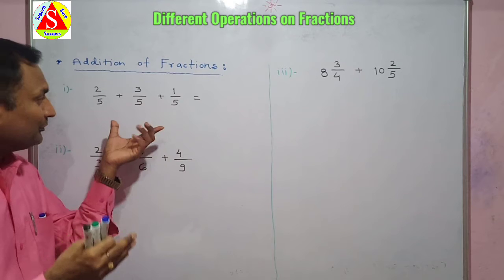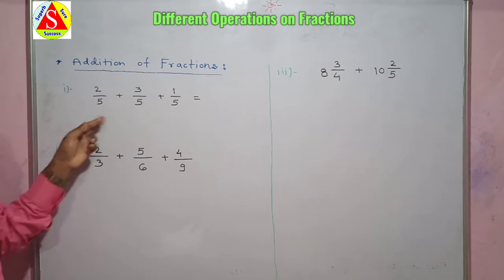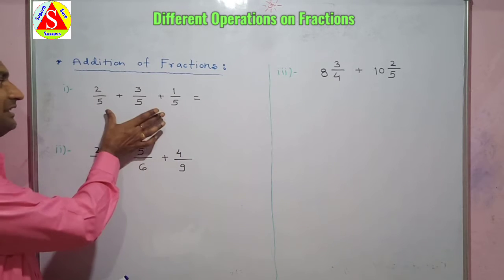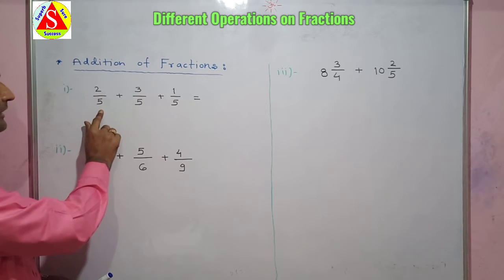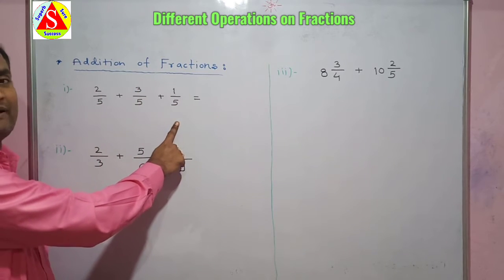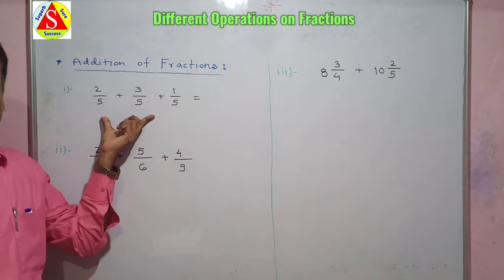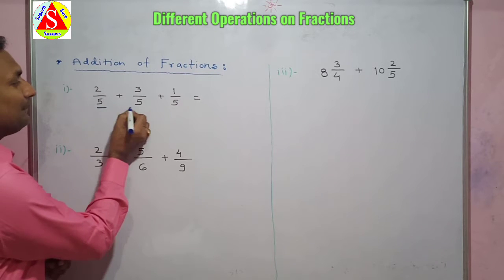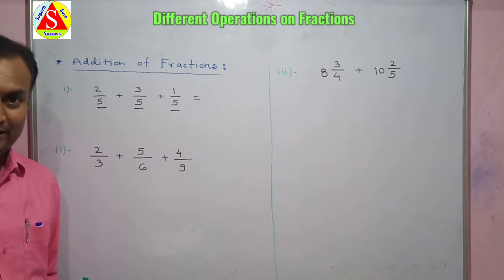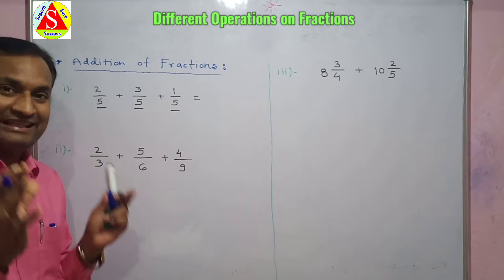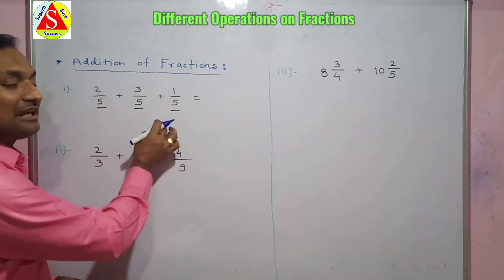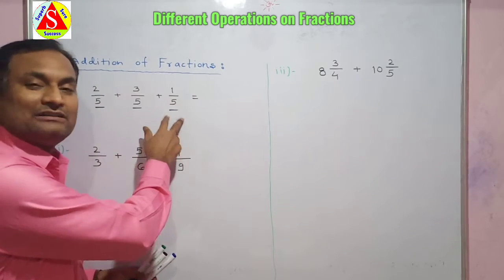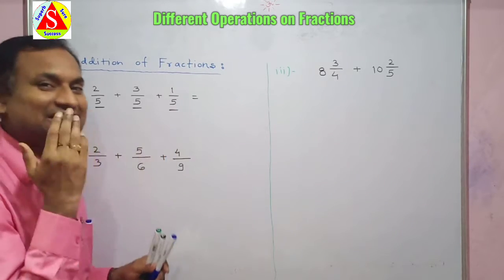So dear students, the first question is an example of like fractions. Here we have to add 2 by 5, 3 by 5 and 1 by 5. We have 3 terms, and all the terms have the same denominator, that is 5. If we have the same denominator, this is an example of like fractions. Students, it's very easy to add these terms since we have the same denominator.